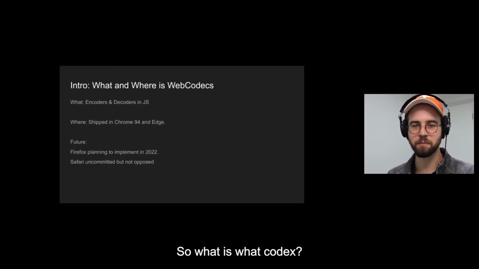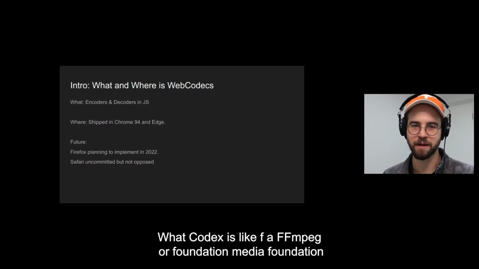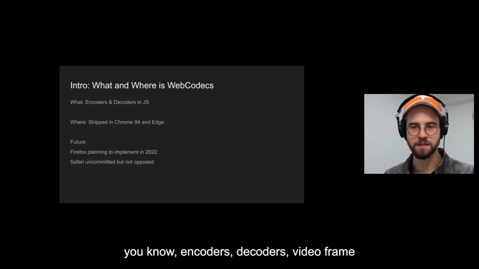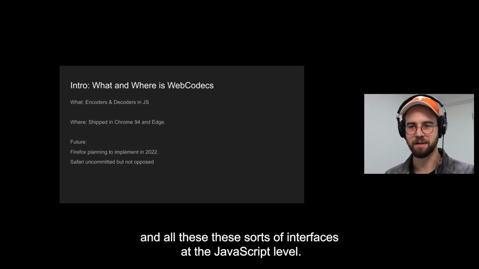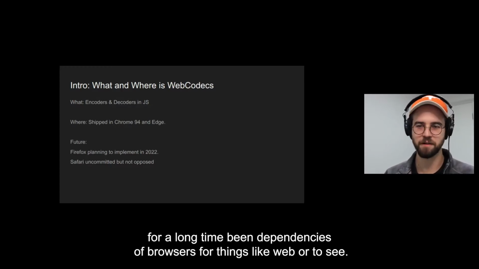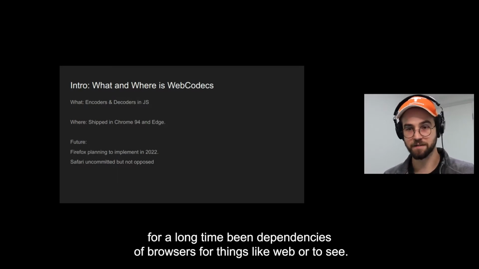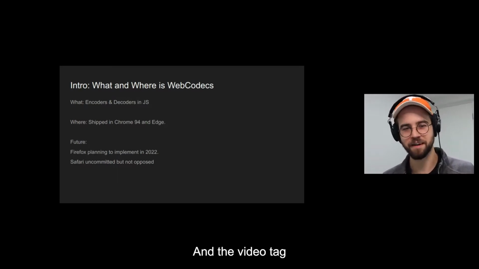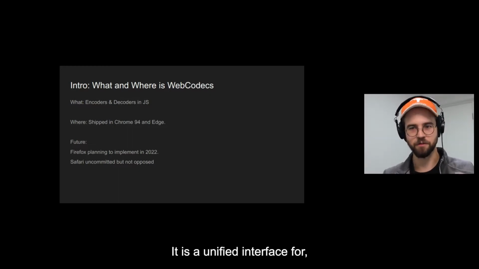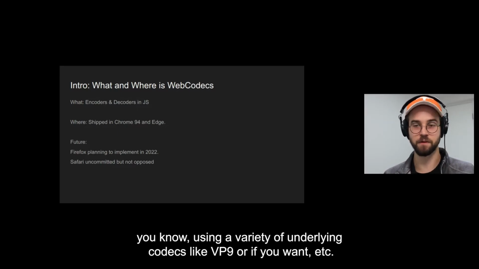So what is WebCodecs? WebCodecs is like FFmpeg or AV Foundation, Media Foundation, but for JavaScript. It's going to expose encoders, decoders, video frame, these sorts of interfaces at the JavaScript level. And it's actually built on top of the APIs I just mentioned, which have for a long time been dependencies of browsers for things like WebRTC and the video tag. And like those interfaces, WebCodecs is not about a specific codec. It is a unified interface for using a variety of underlying codecs like VP9 or AV1, etc.